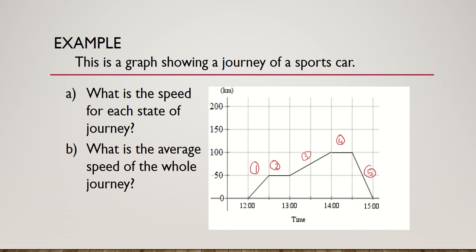Now if we look here, it is going, then it is not moving, then again going, then again not moving, and then coming back. So this is positive, this is positive, this is 0, this is 0. We can easily identify that whenever there is a straight line, the speed is 0.